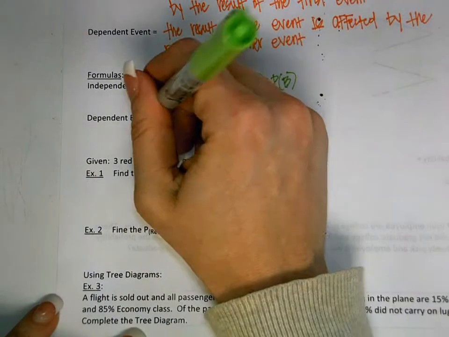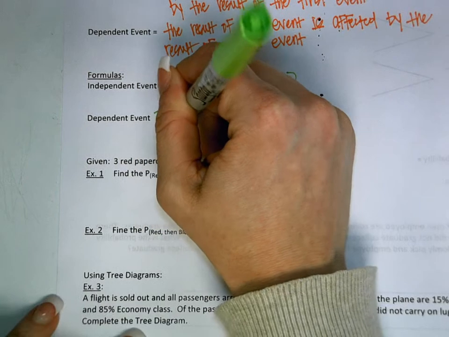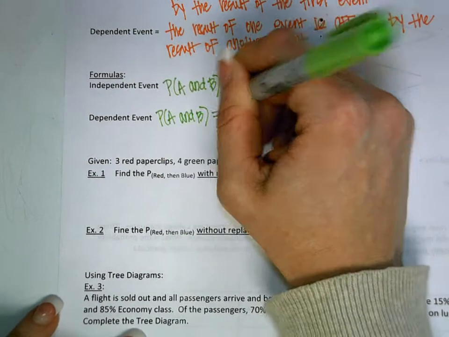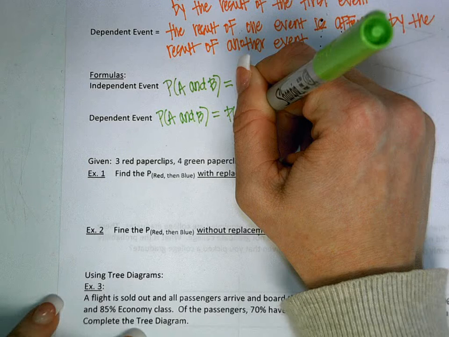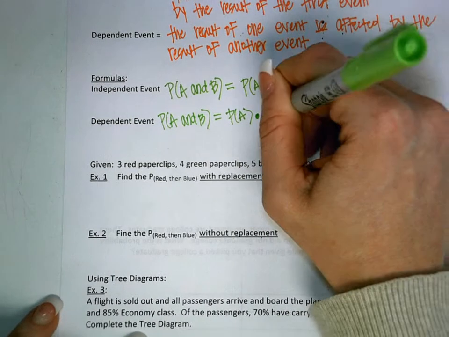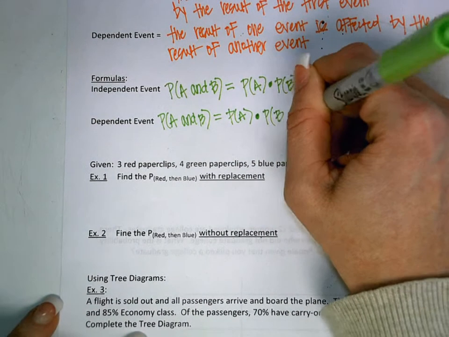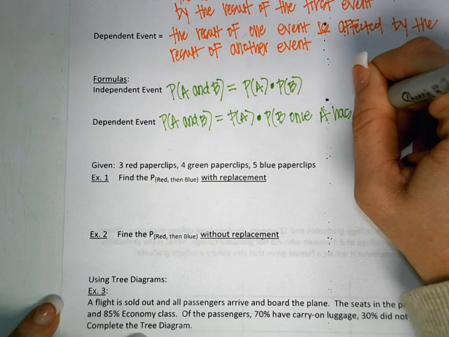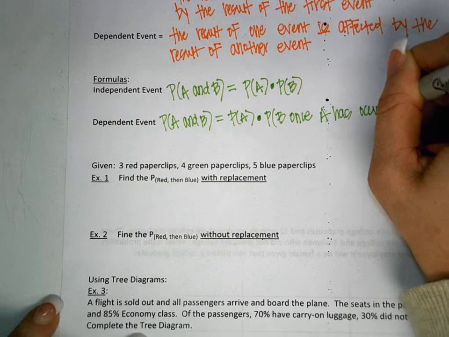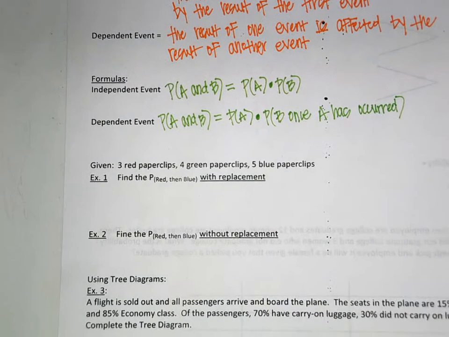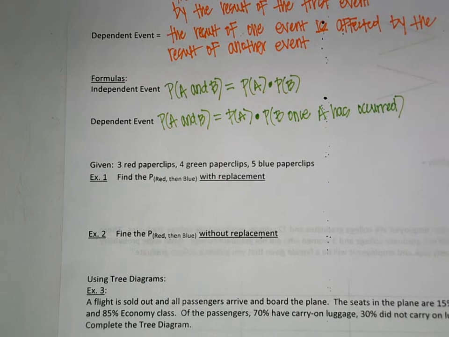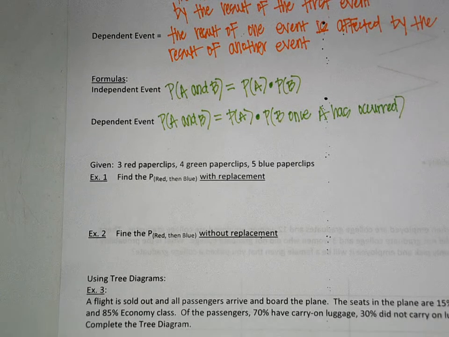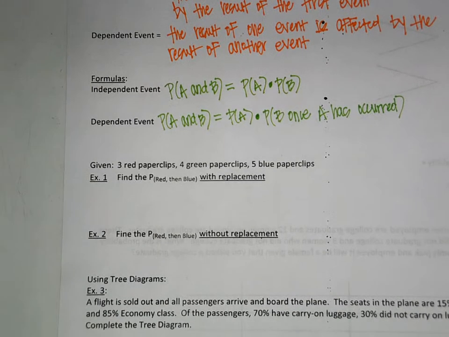Same thing for dependent event. The probability of A and B will be equal to the probability of A multiplied by something barely different. This is going to be the probability of B once A has happened, or once A has occurred. So basically, these are changing. The second probability could change based on what happened in the first event, okay? Kind of technical, but it's actually pretty easy, okay?